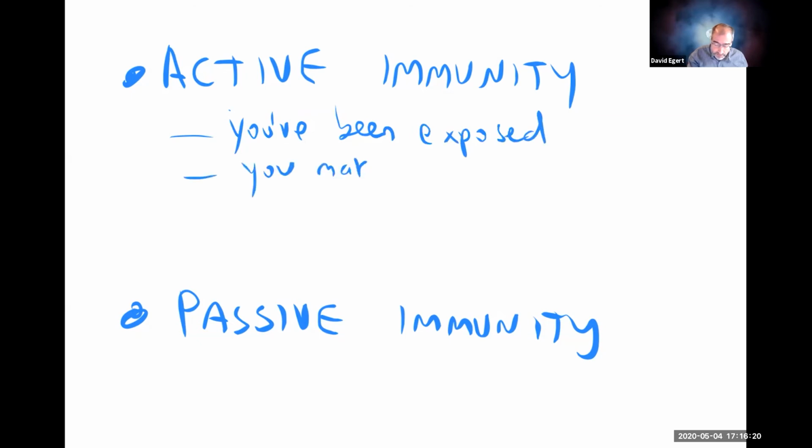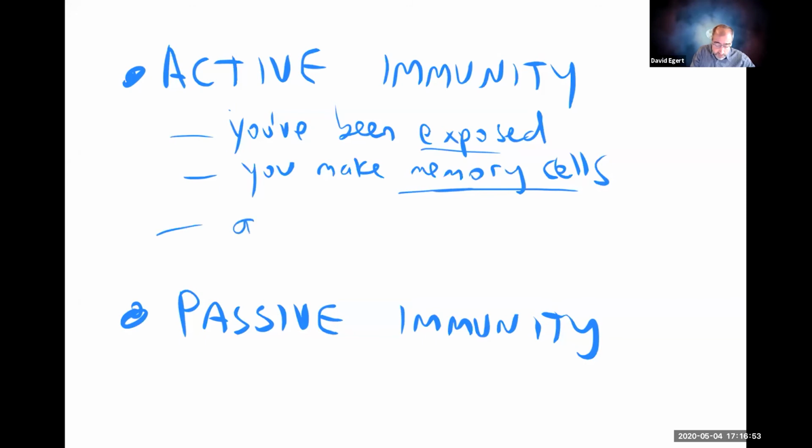You make memory cells. So if you have active immunity, your lymphocytes have done their whole thing, made their clone armies, made memory cells, and your body is always going to be ready to nail this thing. There's two ways you can end up with active immunity. You can get it because you actually got sick from the thing, in which case you've been exposed and you make memory cells.